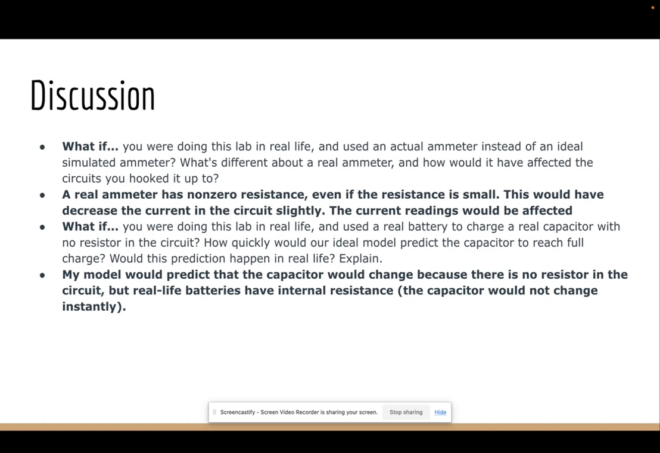What if you were doing this lab in real life and used a real life battery to charge a real capacitor with no resistance in the circuit? How quickly would our ideal model predict the capacitor to reach full charge? Would this prediction happen in real life? My model would predict that the capacitor would charge instantly because there's no resistor in the circuit, but real life batteries have an internal resistance, so the capacitor would not charge instantly. And this concludes my video presentation for Lab 4.